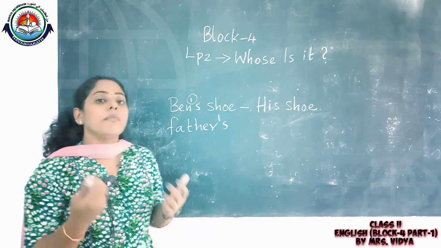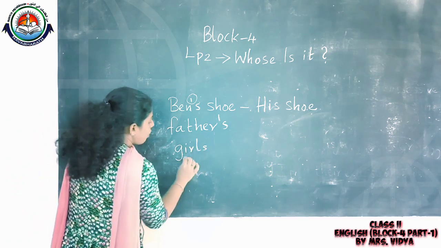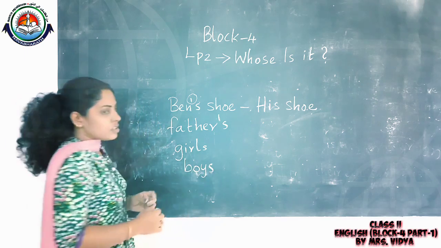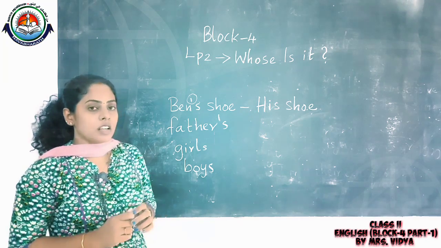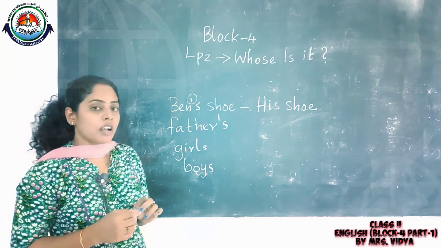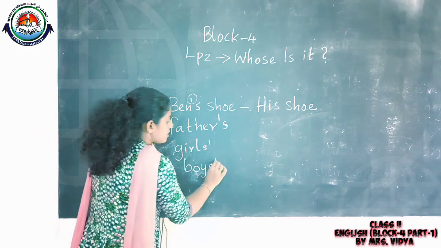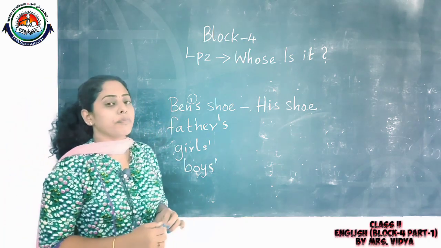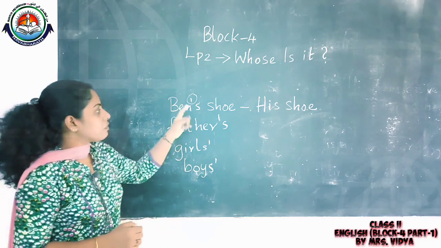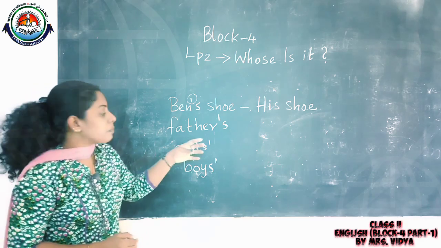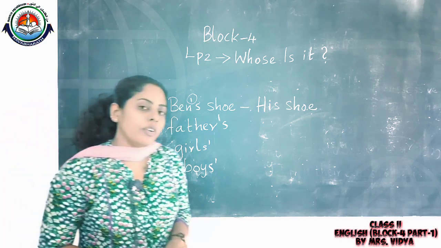Okay, if you are writing the plural form, girls, boys. So it is the plural form, more girls, more boys. So where do we have to put the apostrophe mark, do you know? We have to put the apostrophe mark after the S. So if it is singular, we will put it before S. If it is plural, we will put it after S. So is it clear for you?